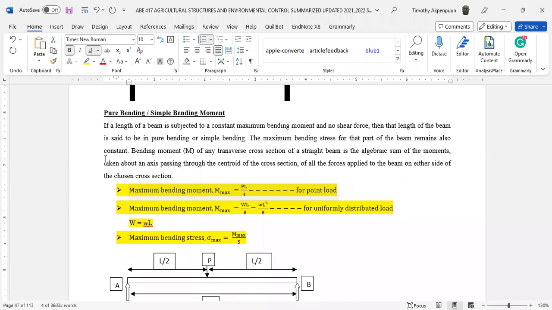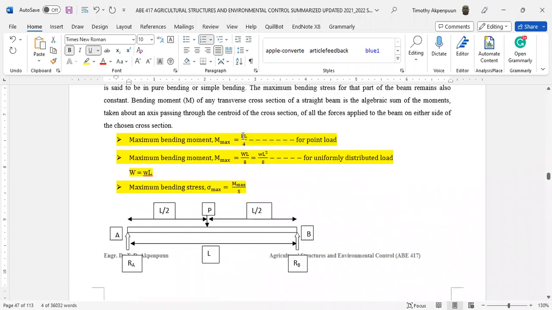Bending moment of any transverse cross-section of a straight beam is the algebraic sum of the moments taken about an axis passing through the centroid of the cross-section of all the forces applied to the beam on either side of the chosen cross-section.